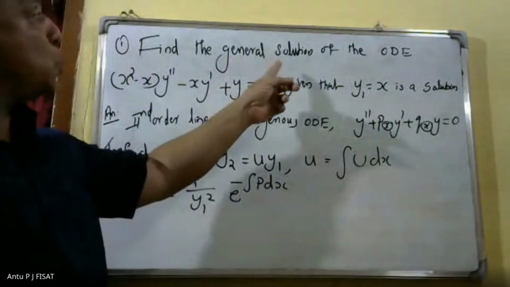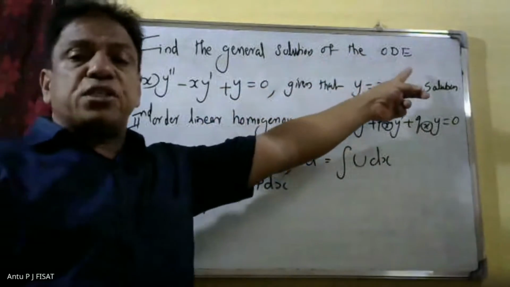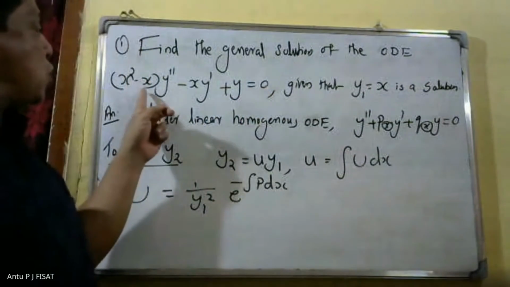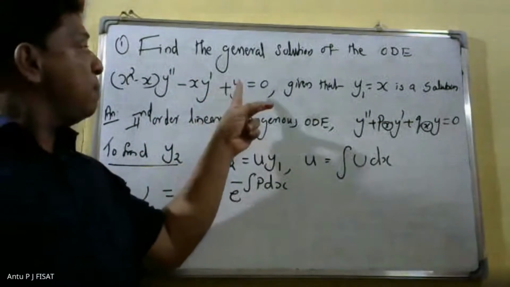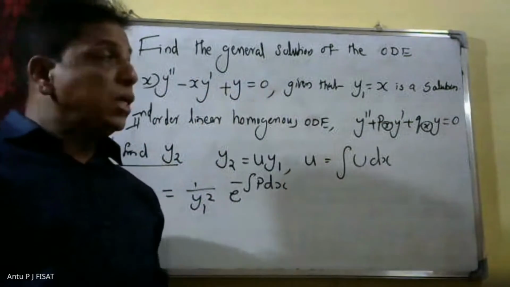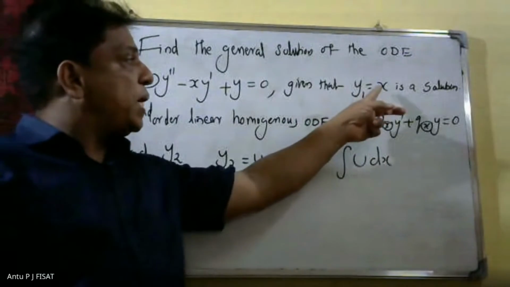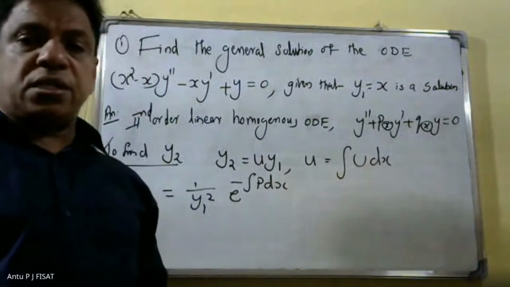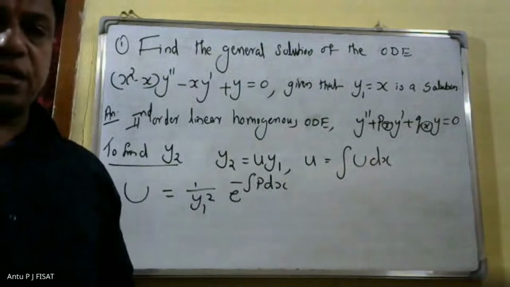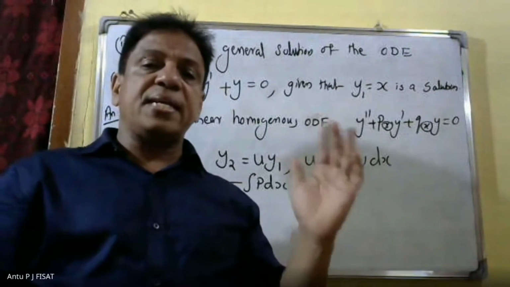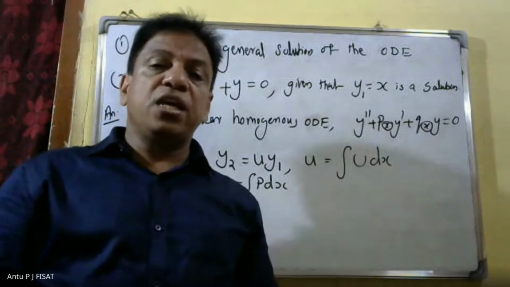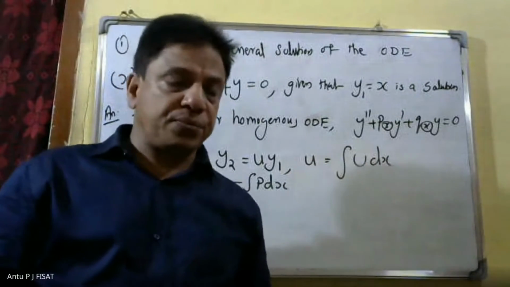Find the general solution of the ordinary differential equation (x² − x)y'' − xy' + y = 0, given that y1 = x is a solution. Here one solution is given. Then we have to find the second solution, and then we can write the general solution of the given ordinary differential equation.